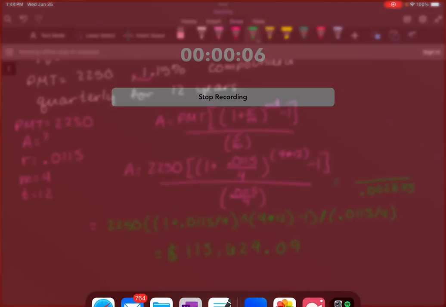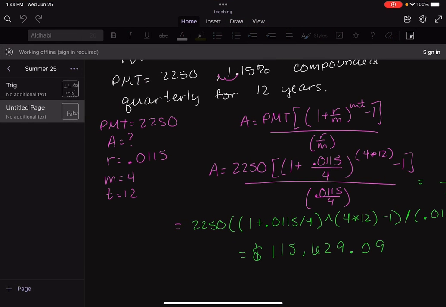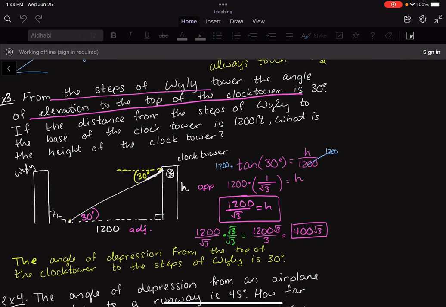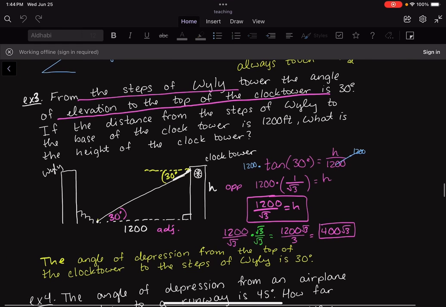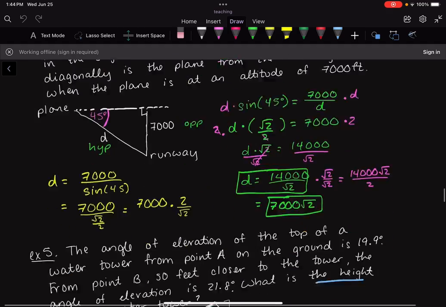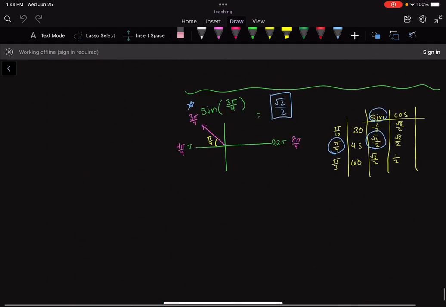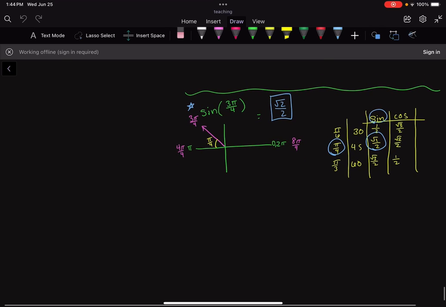So let me go over to our notes. Let me go all the way to the bottom. This was the review stuff, so we're going to be doing 3.1, which is basic identities.